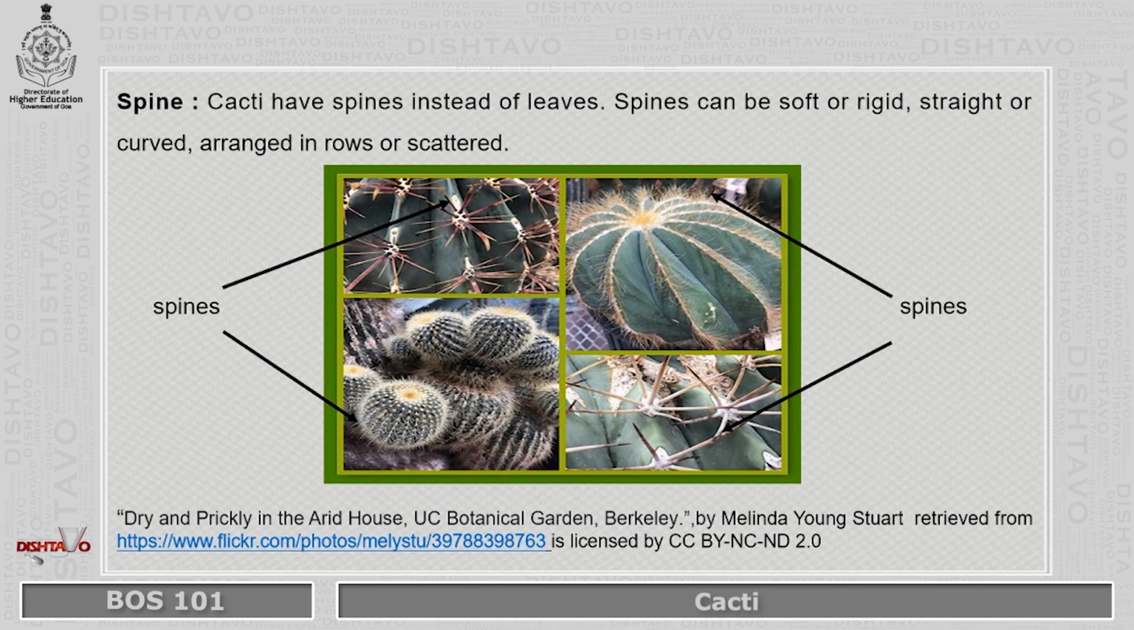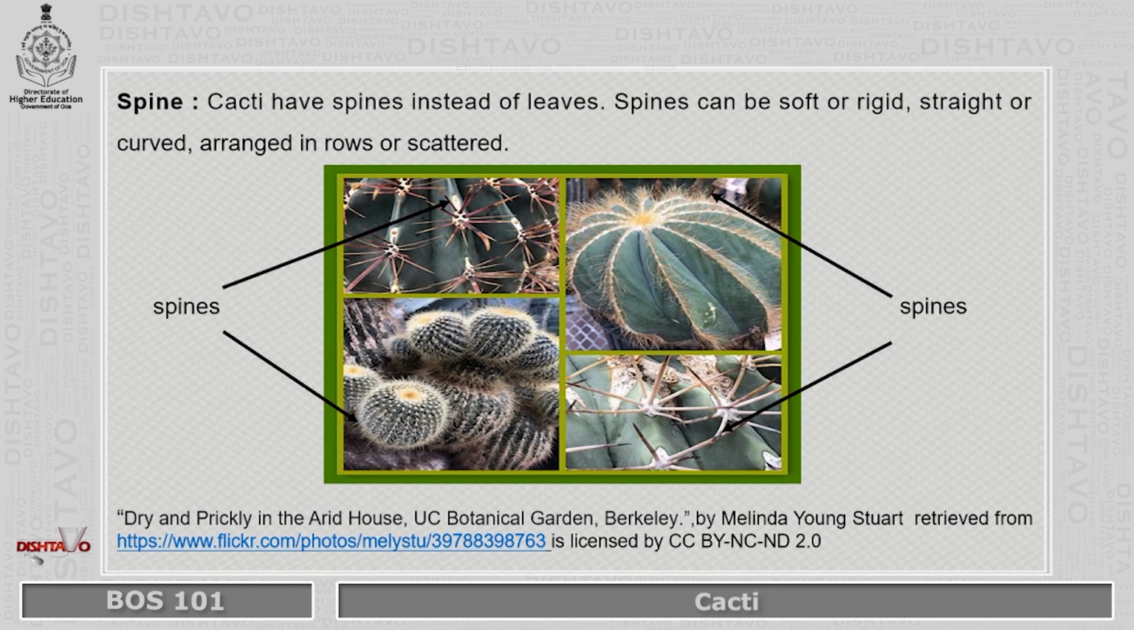Spines. Now most plants, as you have seen, have leaves, but if you look at a cactus, it does not have true leaves. Instead, it has spines. These spines can be soft or rigid, straight or curved, and they can be arranged in rows or randomly scattered. Again, these spines vary considerably from species to species based upon their number, hardness, structure, color, etc.